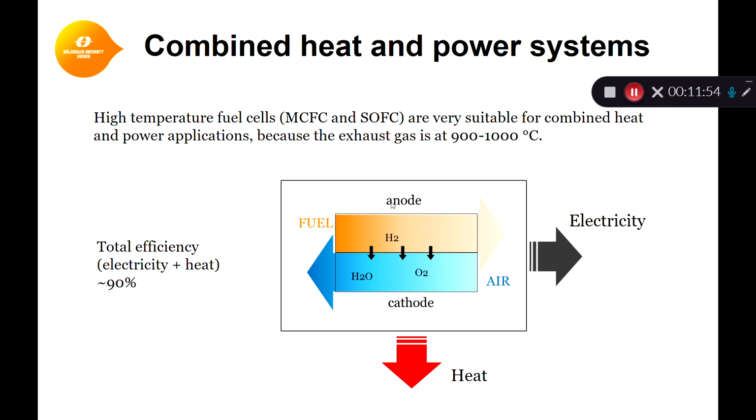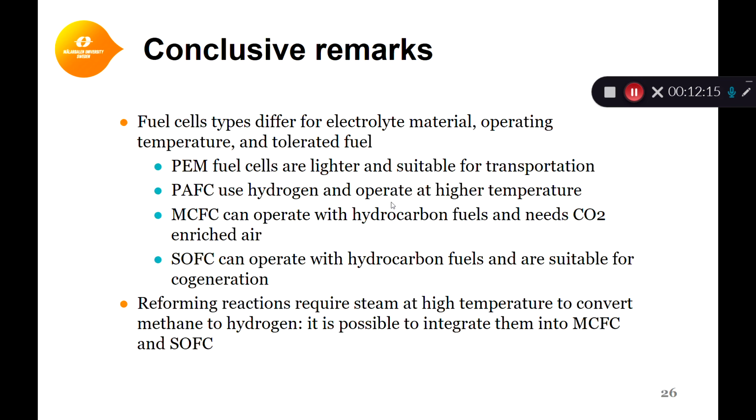High temperature fuel cells such as MCFC and SOFC are very suitable for combined heat and power application because the exhaust gas is at a very high temperature. So this makes those types of fuel cell very promising for stationary application where both electricity and heat are needed. In conclusion, we have seen mainly 4 types of very common fuel cells, which differ in the application that they are more suitable for, the type of fuel that they use, and the temperature they operate at.